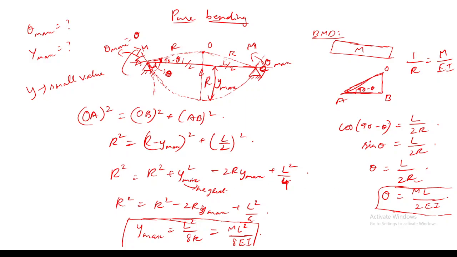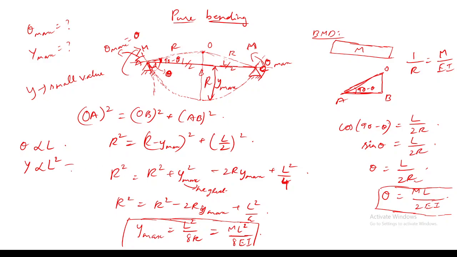So from this, what can you infer? Theta is directly proportional to the length of the beam, and y is directly proportional to the square of the length of the beam. So y is actually one order higher than theta. This will be the same situation for all types of beams. For example, if in theta you are getting L square, then the value of the deflection y max will be L cube, something like that.